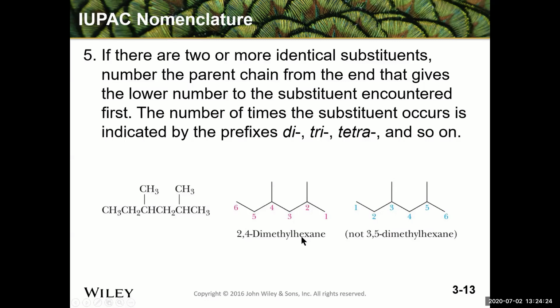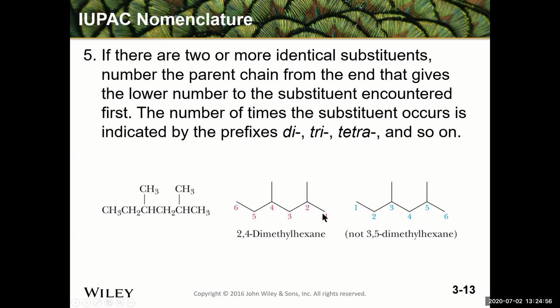All right? Now, if we numbered it from this end, 1, 2, 3, 4, 5, 6, the first group we encounter is at the 3 position. Okay, the third carbon position. So the next methyl group, the second, would be at the 5. So we would call that 3,5-dimethylhexane.